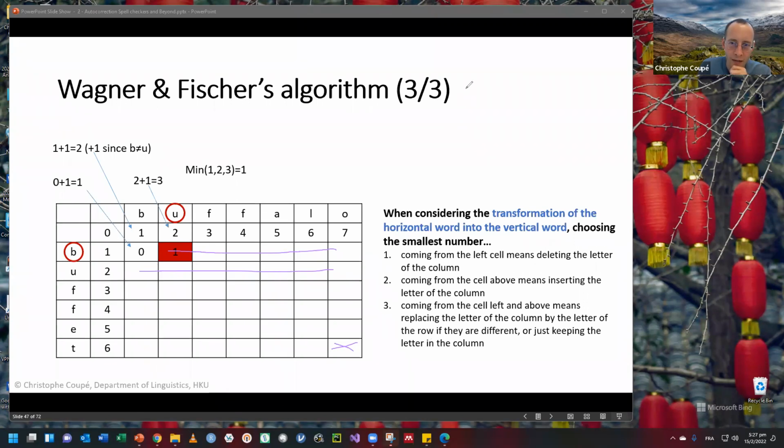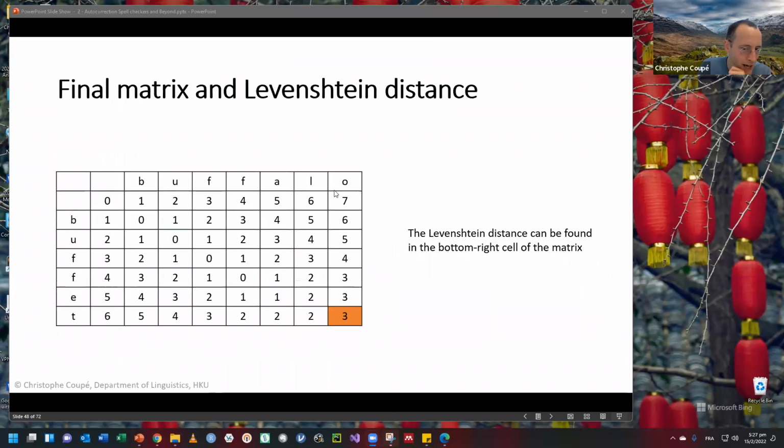If you do that and you don't make any mistake, the value in the final cell, bottom right corner, will be the Levenshtein distance. For sure, guaranteed. That's what Wagner and Fischer demonstrated in 1974.